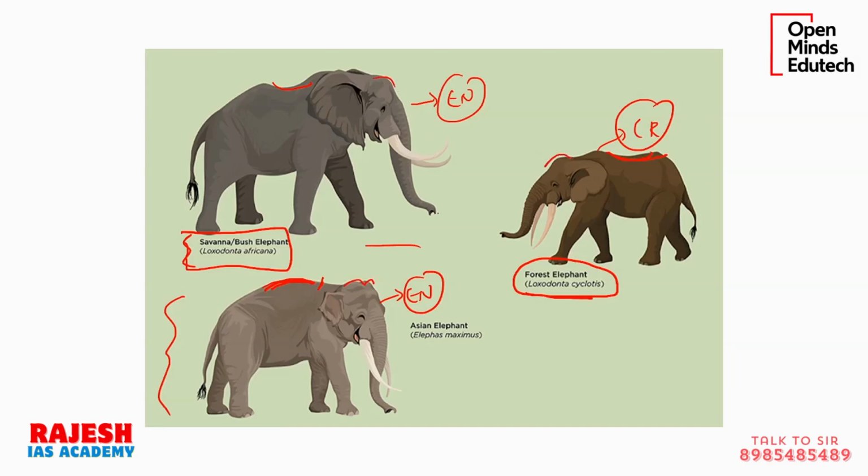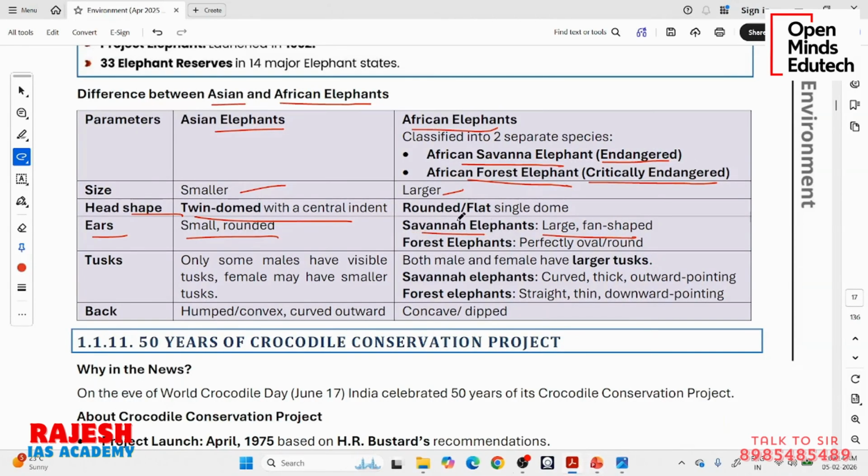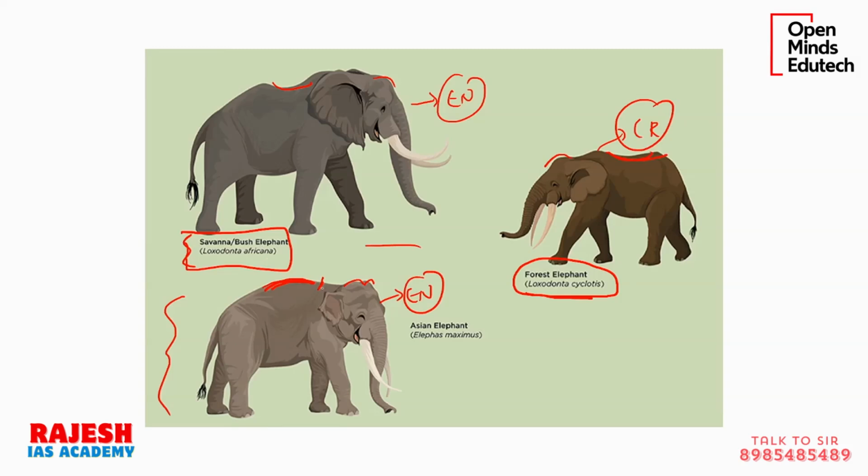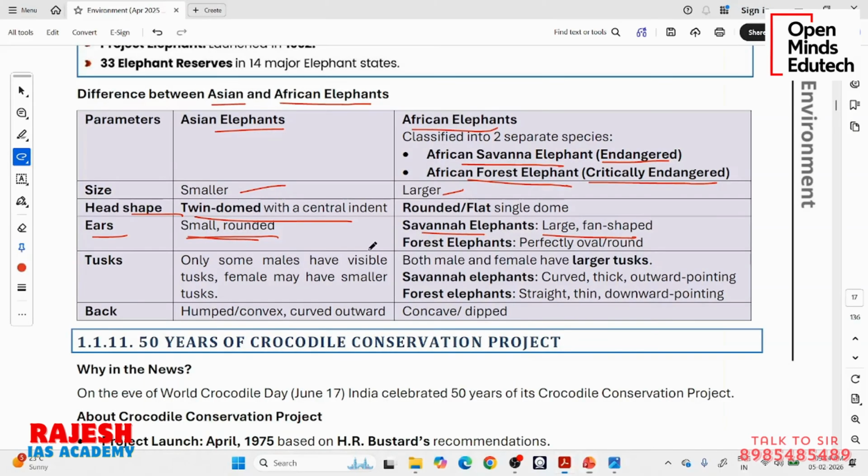Then they are talking about elephant ears: small rounded ears. You can see here small rounded ears, and you can see how large these African elephant ears are. Same with this African forest one. So Indian and Asian elephants have small rounded ears. Savanna elephants have large fan shaped ears. Forest elephants have perfectly oval round ears.